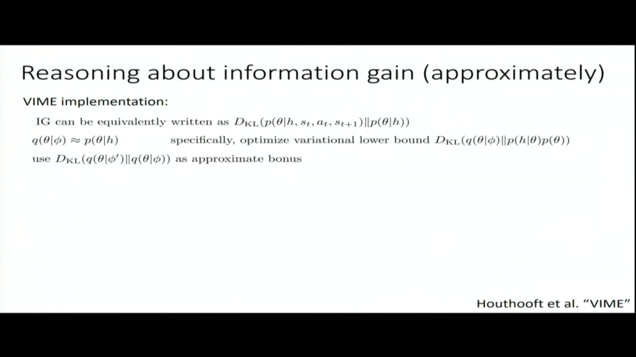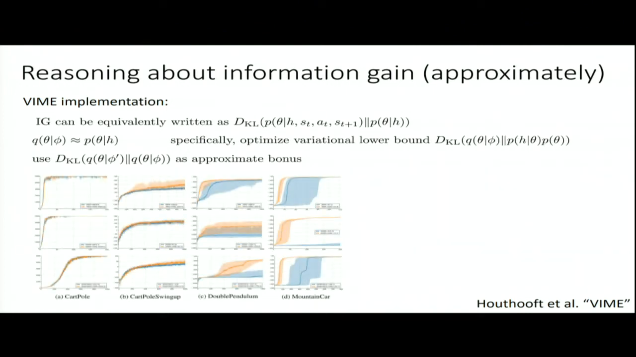OK. So in order to use this in an exploration algorithm, what we're going to do is we'll use our approximation to information gain, the KL divergence between the two Qs, as an approximate exploration bonus. So in the same way that we use the counts for the exploration bonus, we'll use information gain as an exploration bonus. So we'll add it to our reward with a little multiplier.